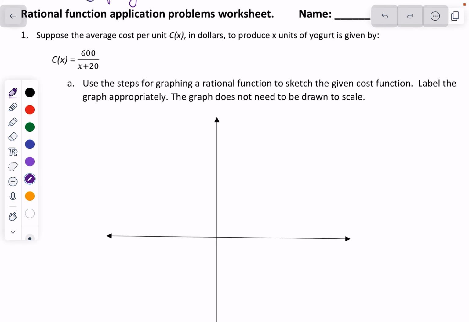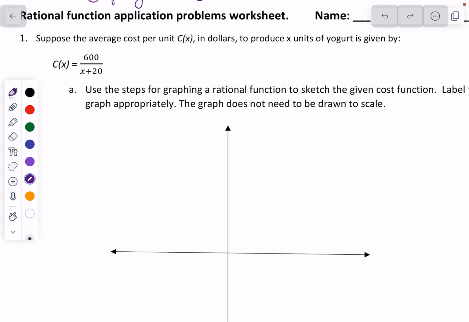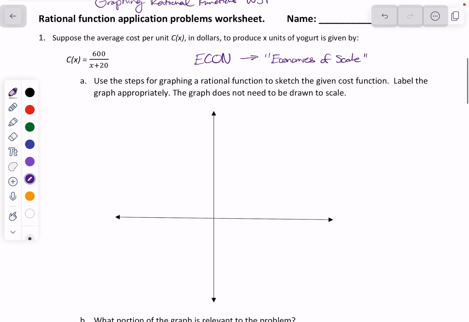So this first one is an economics application. It has to do with an idea called economies of scale. So if you take an econ class with Mr. Keogh or Mr. Gray, I think there might be a new guy, you probably have heard of this idea, so we're going to model that mathematically.